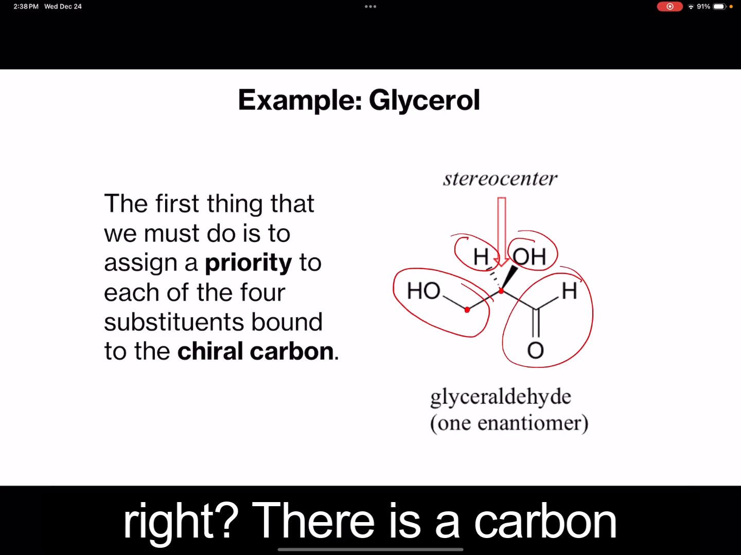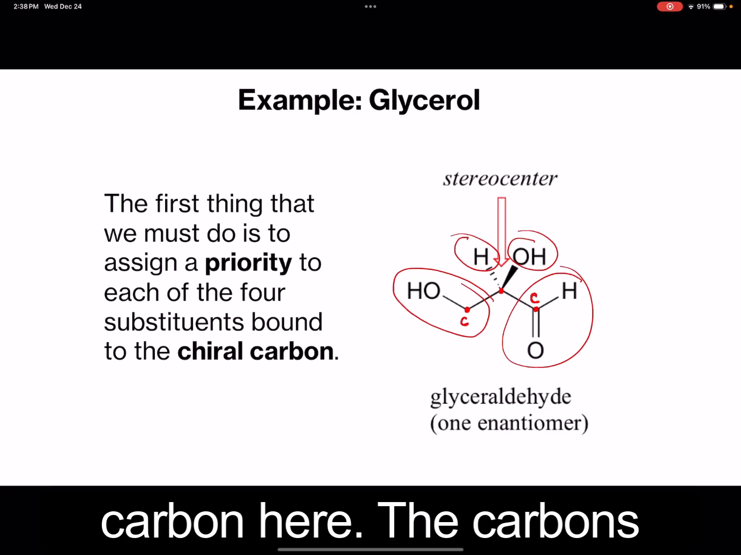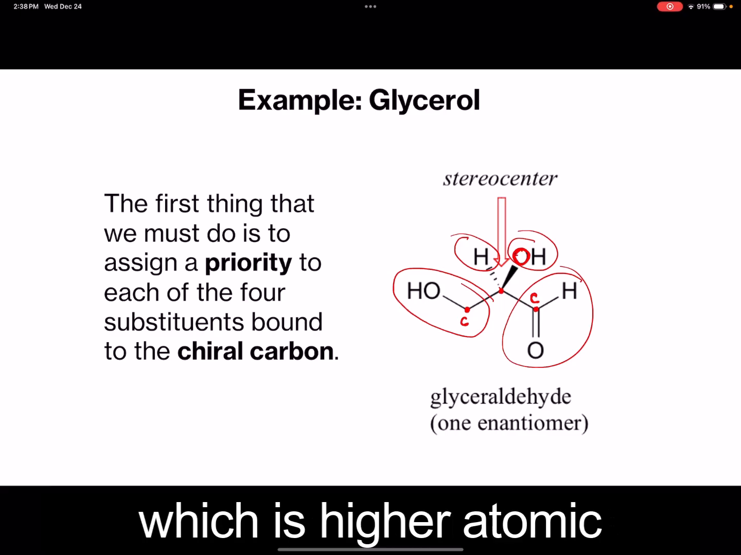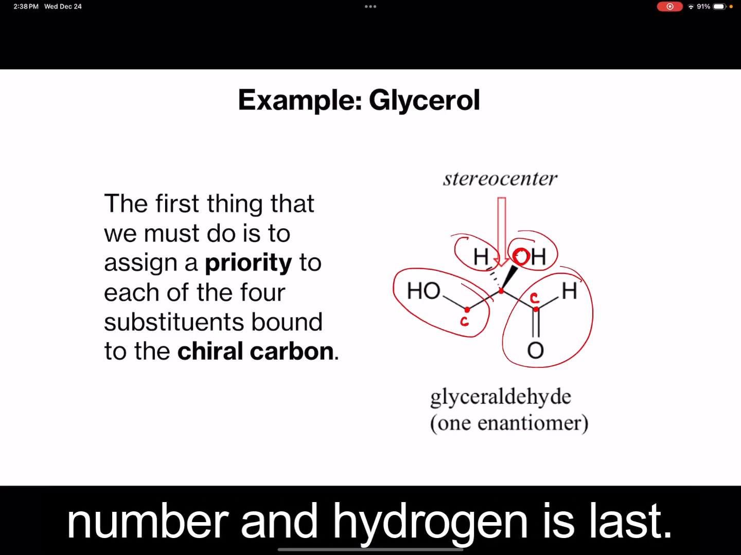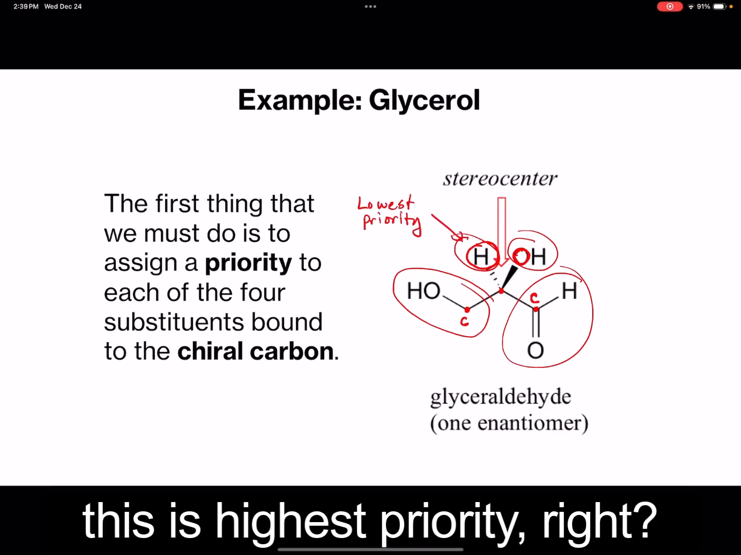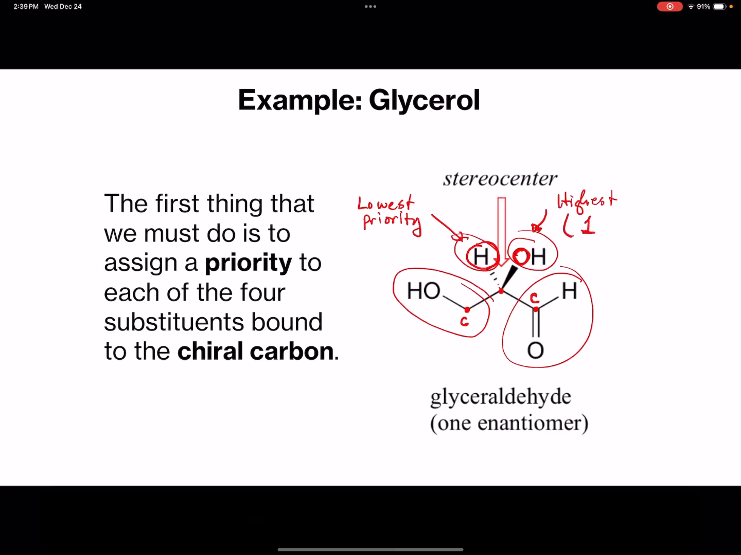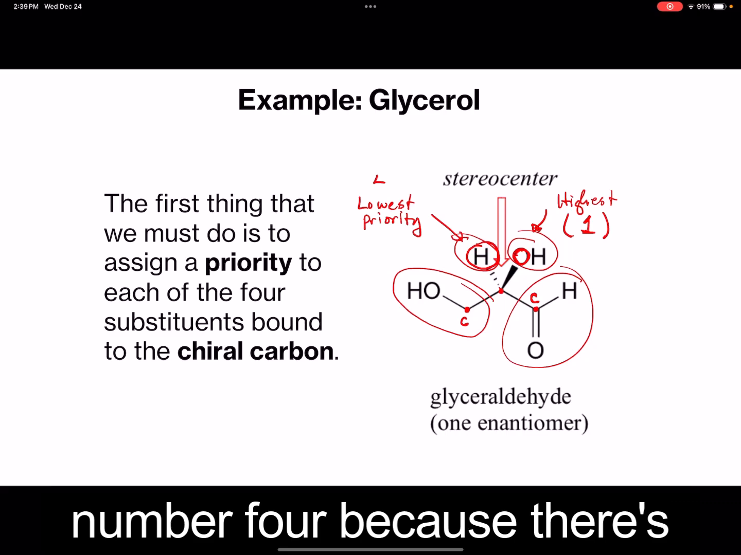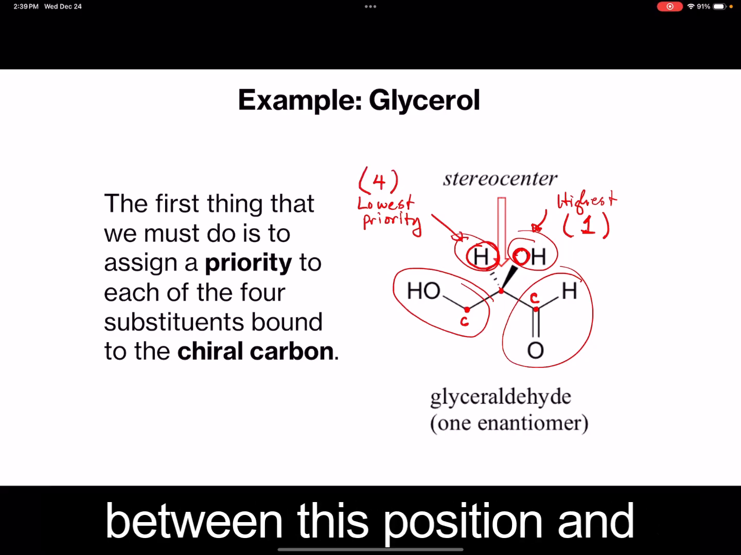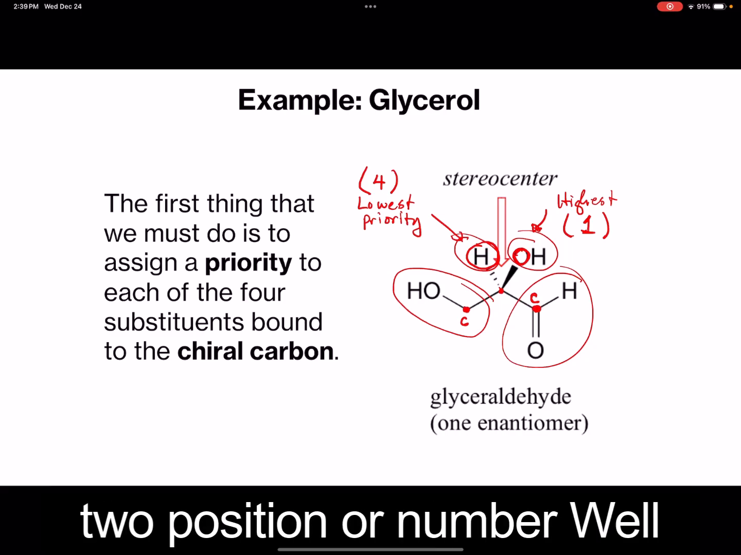There is a carbon here. You go out to the first position, and there is a carbon here. The carbons are equivalent, right? And we have an oxygen up here, which is higher atomic number, and hydrogen is last. So this is lowest priority, and this is highest priority, right? So we can assign this as number 1, and we can assign this as number 4, because there's 4 things attached to it. So now we have to determine between this position and this position as the number 2 position.